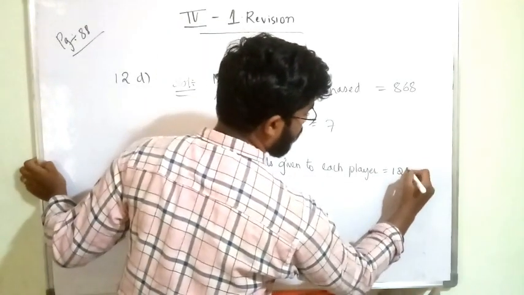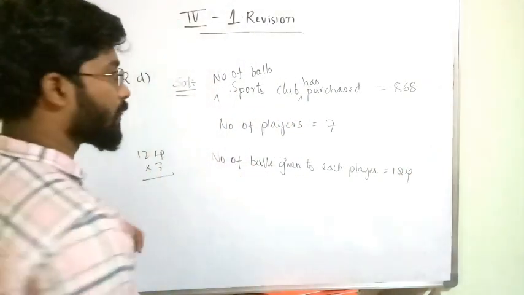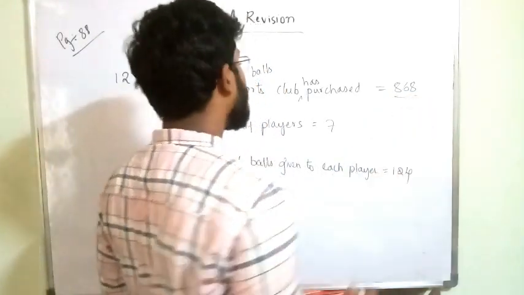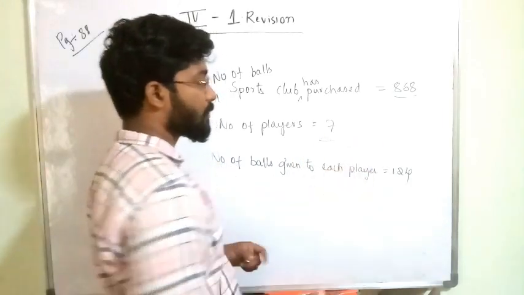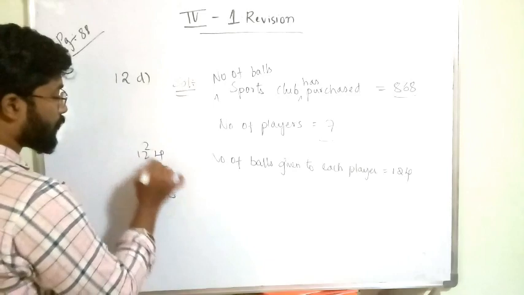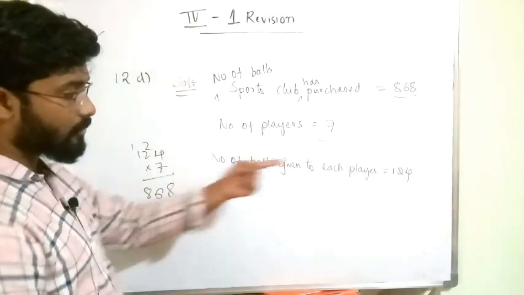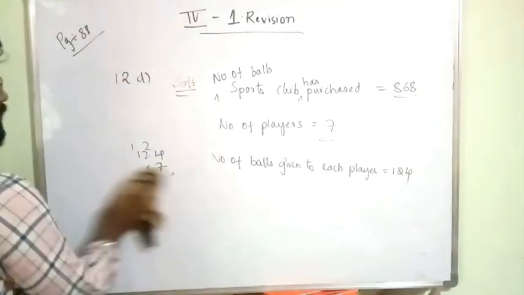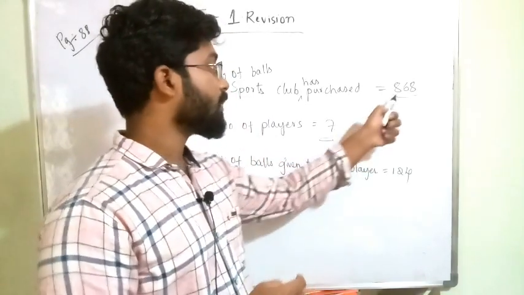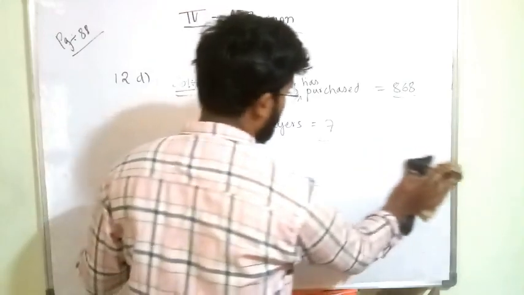124, I forgot that. Okay, 124 balls are given to each player, because we are having 868 balls which have to be distributed to 7 players. So each player will get 124 balls. Yes, 7 4s are 28, 7 2s are 14 plus 2, 16, 7 1s are 7 plus 1, 8, 868 we got. So that is the answer. 124 balls are given to each player. Okay, so this question we have completed.